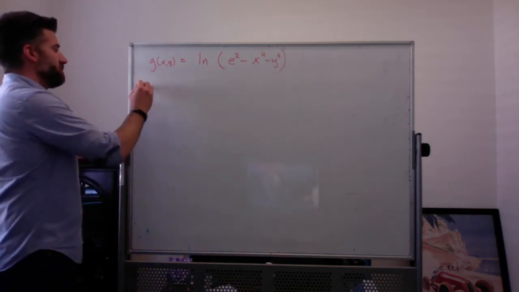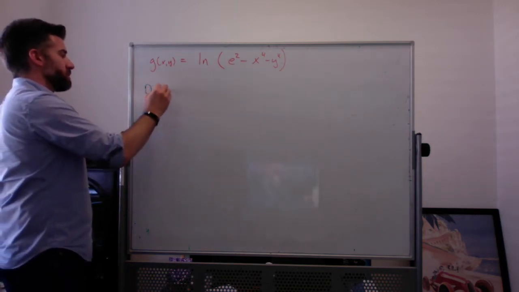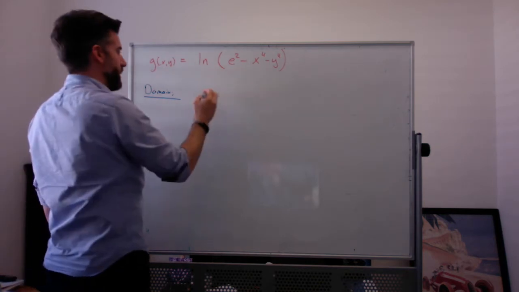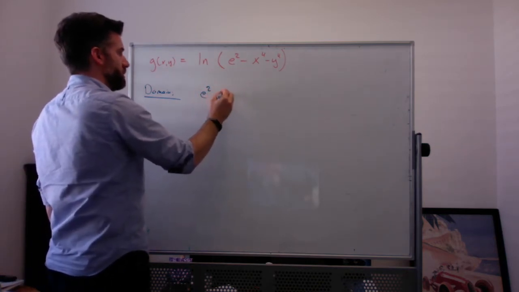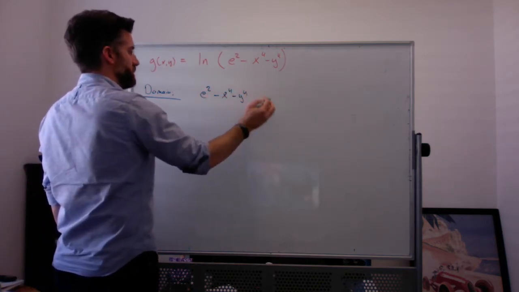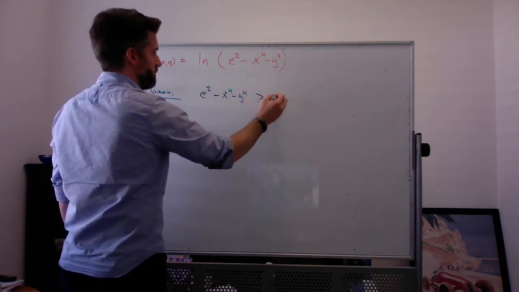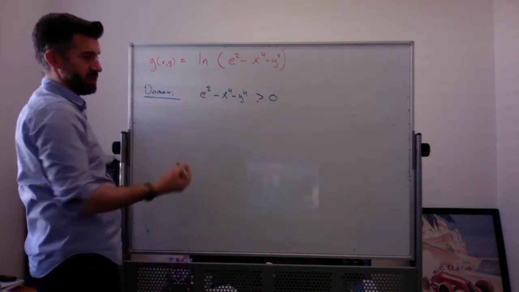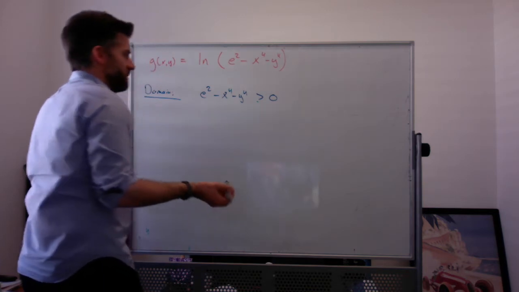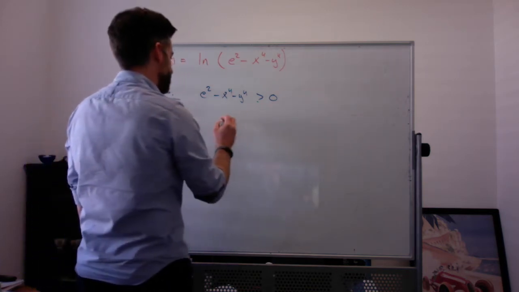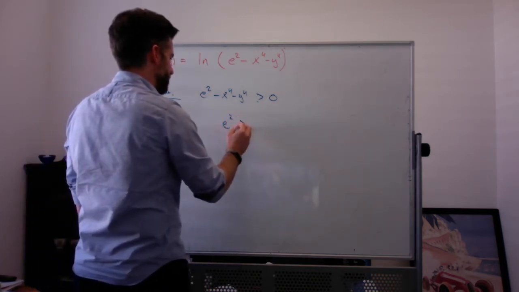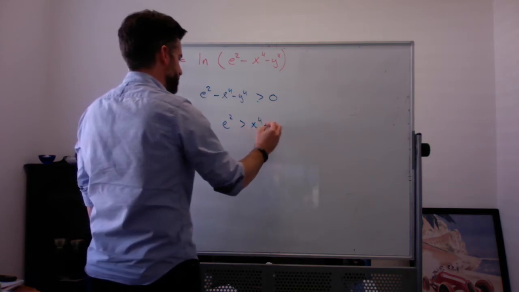So to find the domain, we're going to set the insides of the logarithm to be strictly greater than 0. Then I'm going to bring my x to the fourth, y to the fourth to one side. And I might have made a mistake, we'll see here. Let's get e squared is bigger than x to the fourth plus y to the fourth.